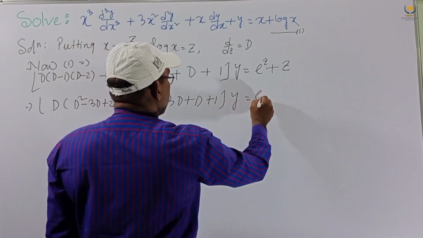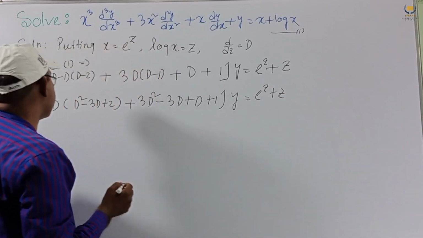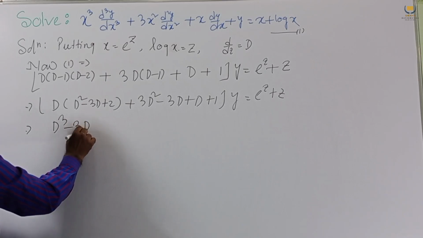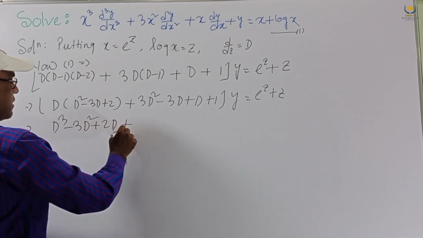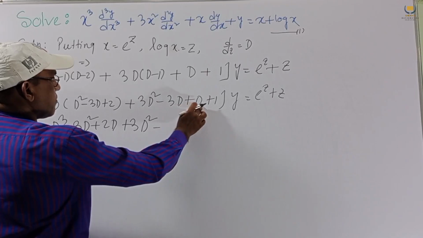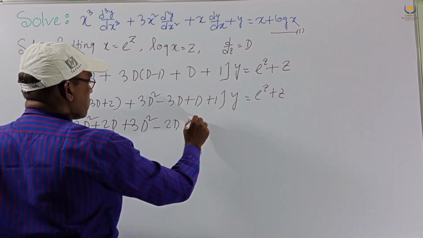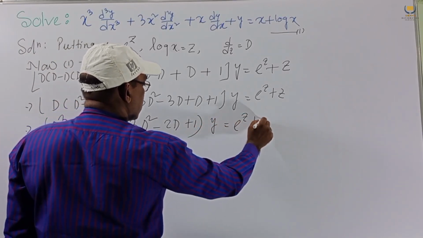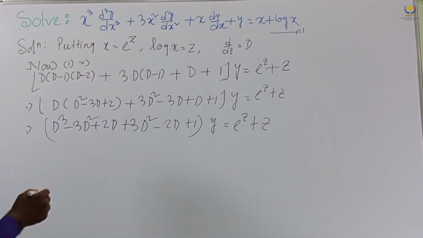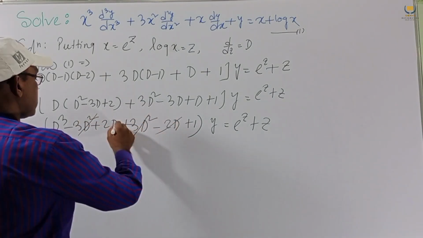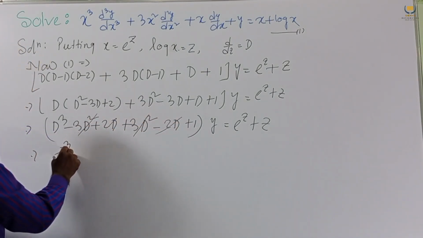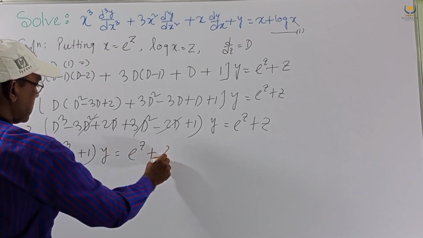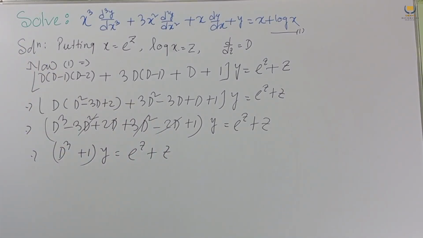So y equals e to the power z plus z, and this is D cube minus 3D square plus 2D plus 3D square minus 2D plus 1, y equal to e to the power z plus z. The 3D square terms cancel, the 2D terms cancel, and we get (D cube plus 1) y equal to e to the power z plus z.